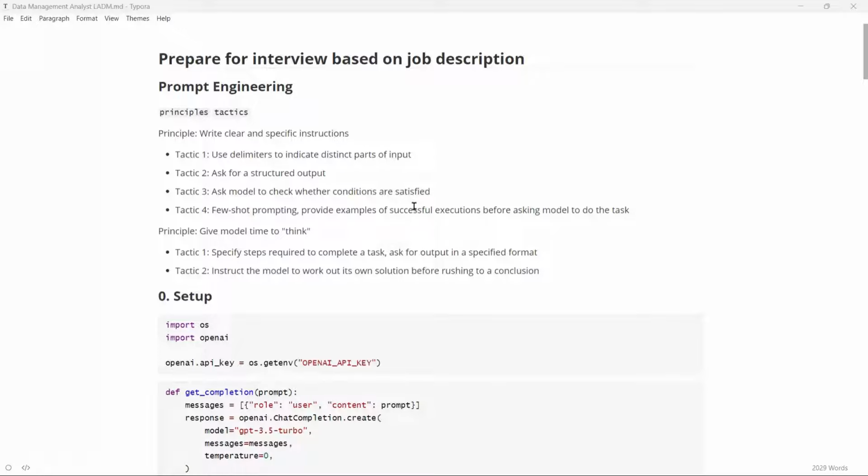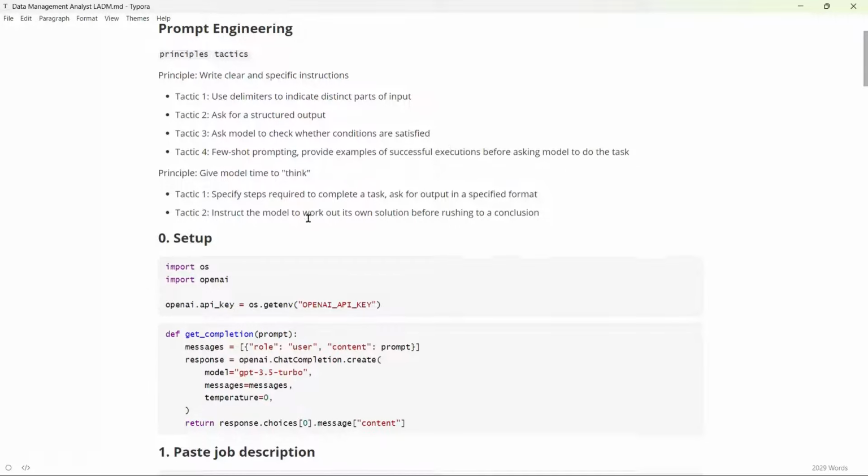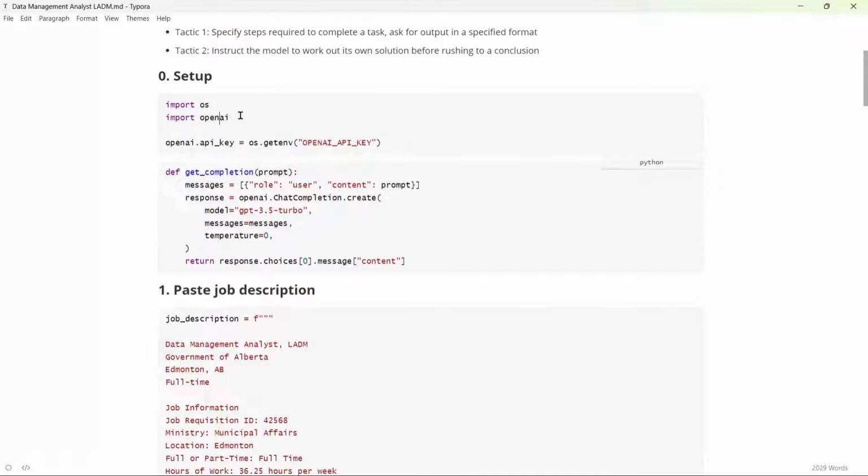Okay, so back to OpenAI. How do we do it? Ask for structured output, so you get the output in a certain format. And with few-shot prompting, which I think we did, you provide examples of a good completion. Then the model will learn and give you a completion just like that. Okay, so this is very typical.